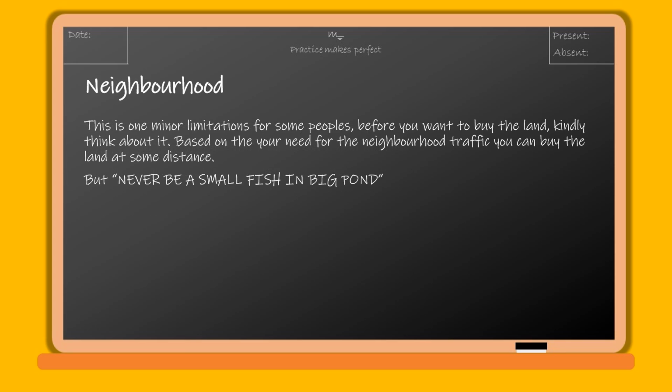Before you buy the land, kindly think about it. Based on your need for neighborhood traffic, you can buy the land at some distance. But never be a small fish in a big pond.